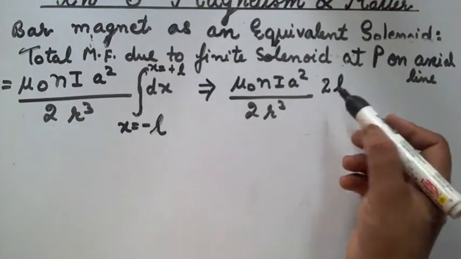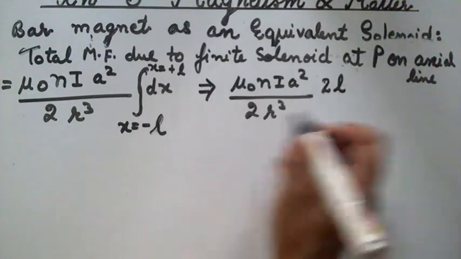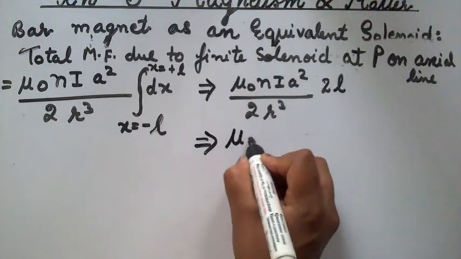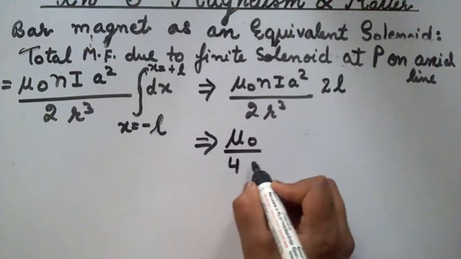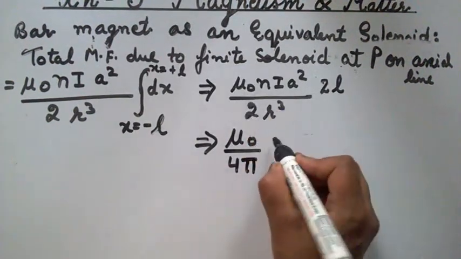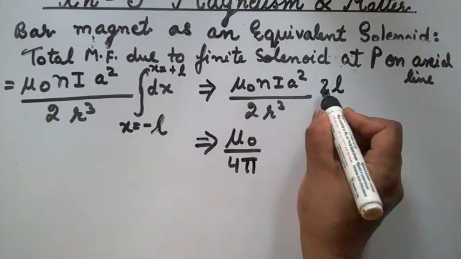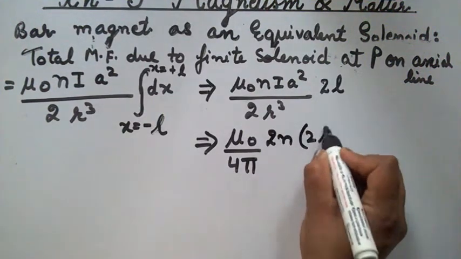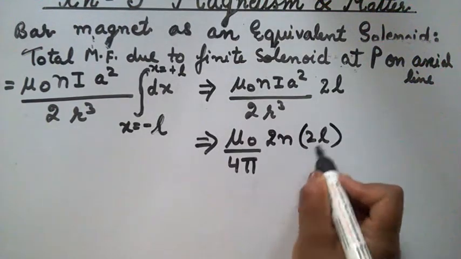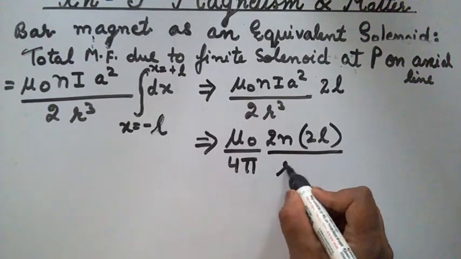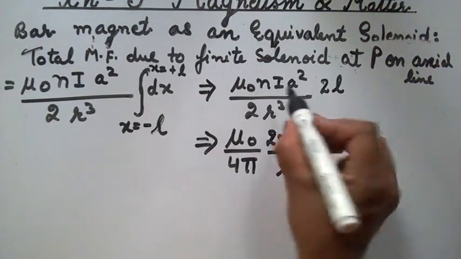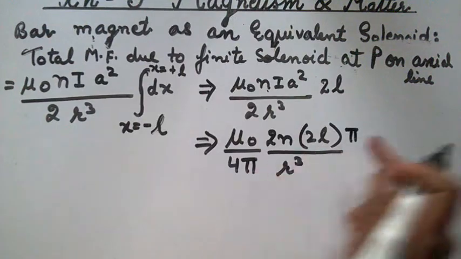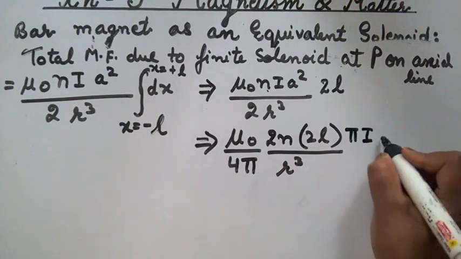Now multiply and divide by 2 pi, we get mu naught by 4 pi. We can write it in this way: 2n into 2L by r cube into n into pi and I a square.